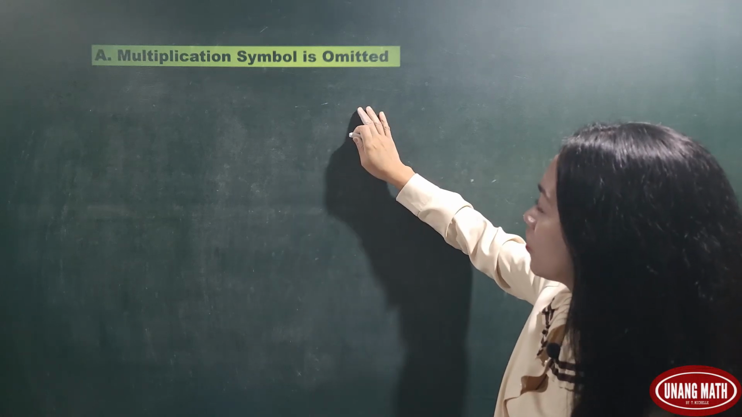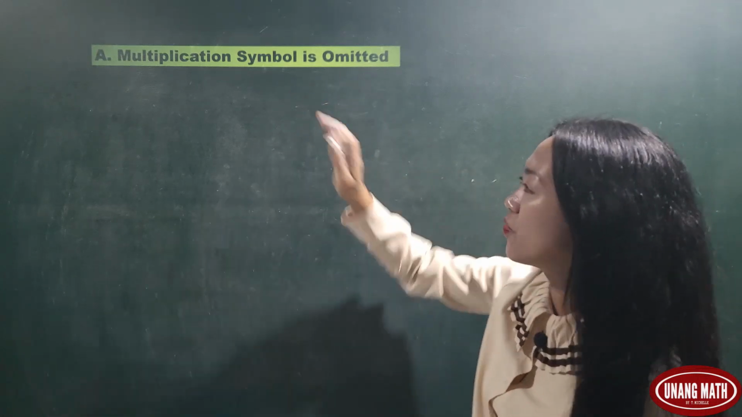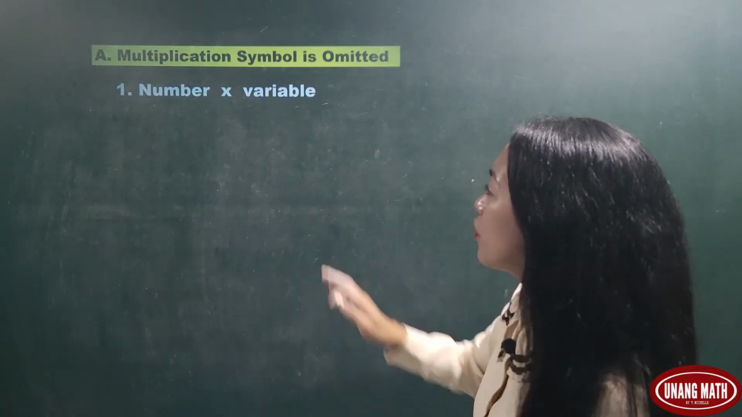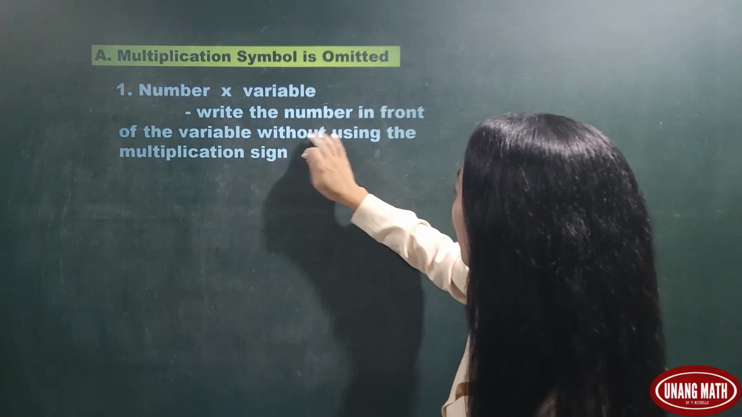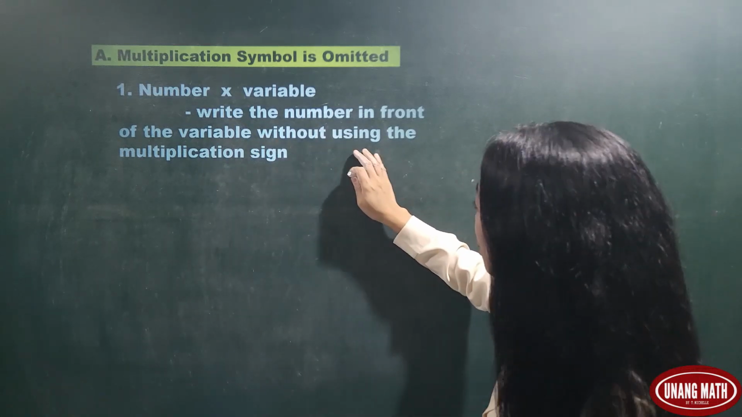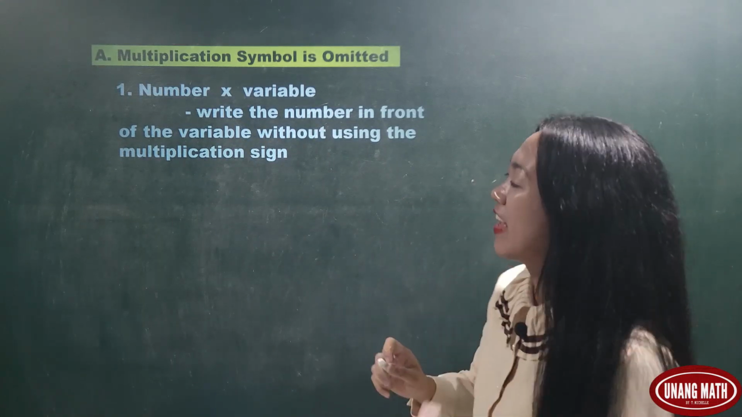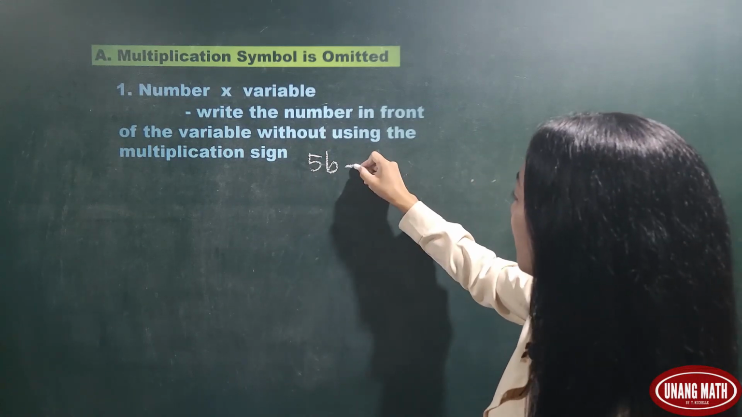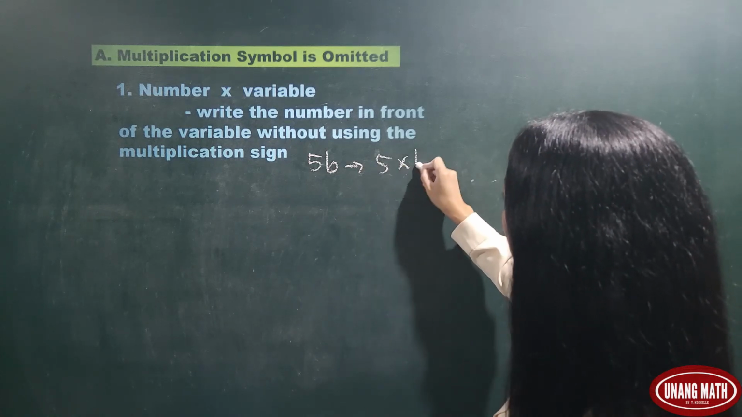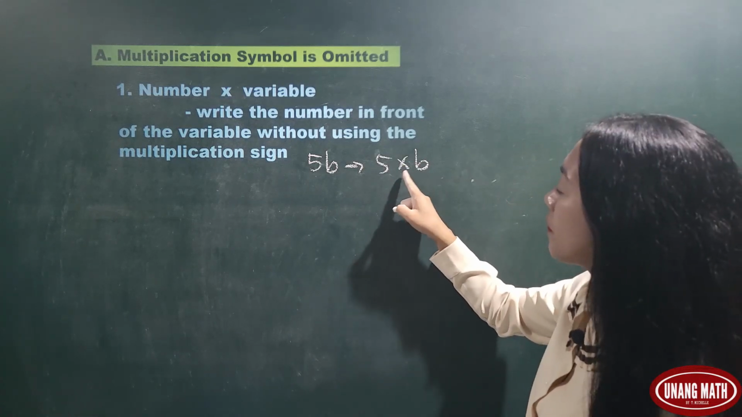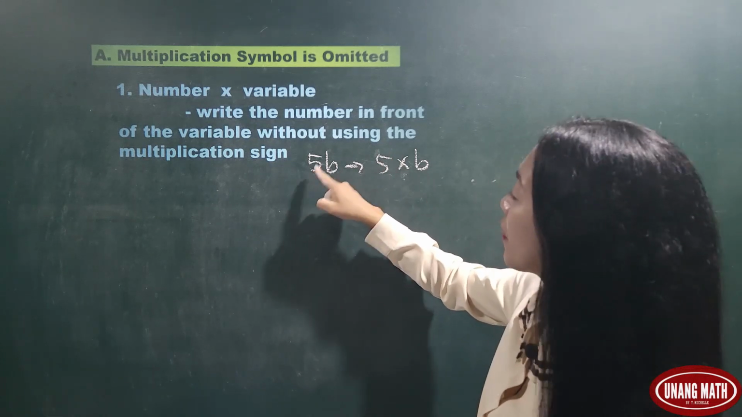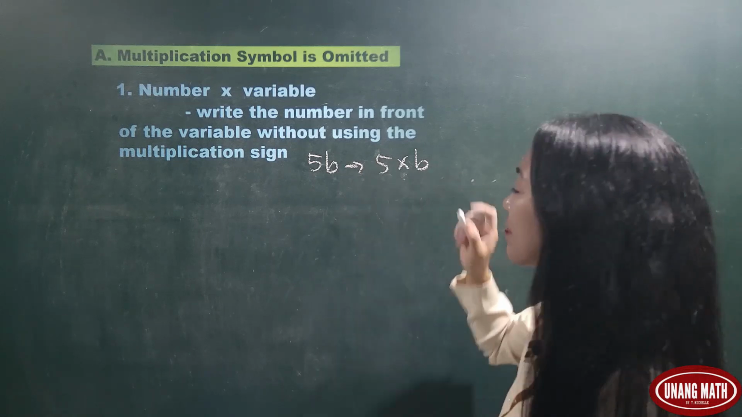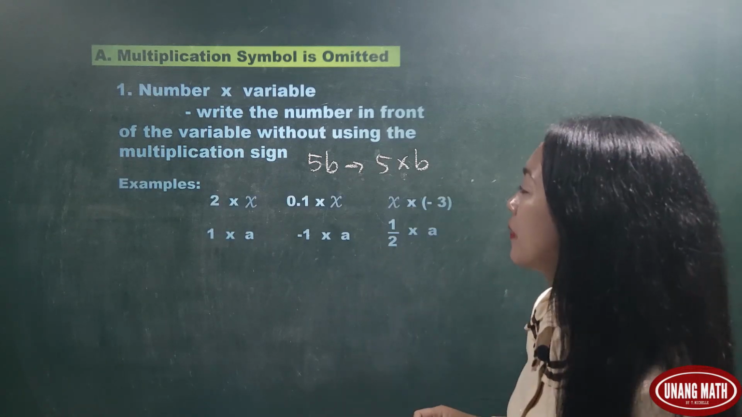What are the situations where we can omit or remove the multiplication symbol? First, number times variable. What we need to do here is write the number in front of the variable without using the multiplication sign. Example, 5b. We can understand that this is 5 times b. So even if we remove the multiplication sign and write the number in front of the variable, 5b is equal to 5 times b.